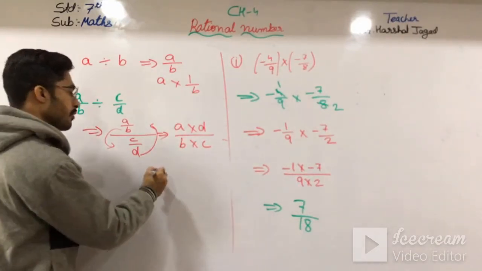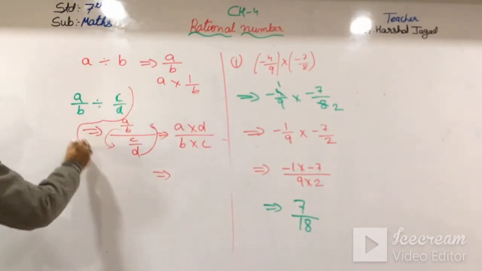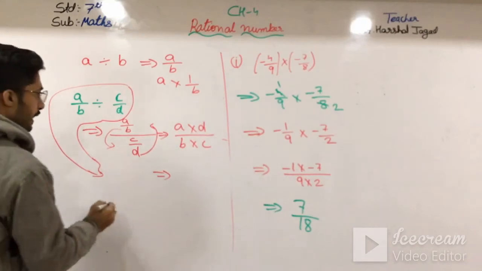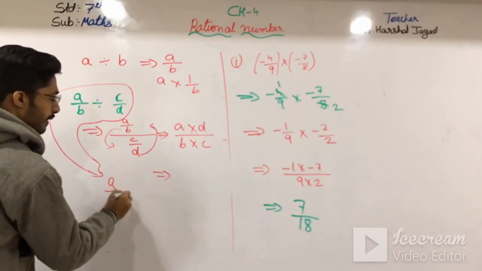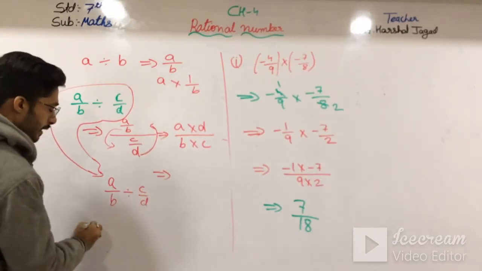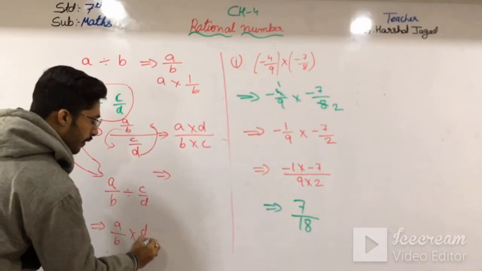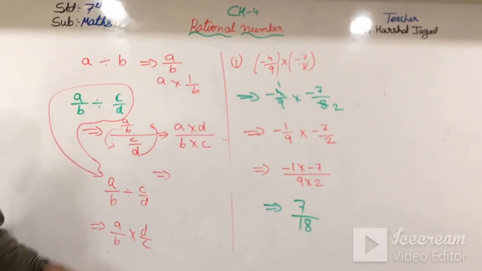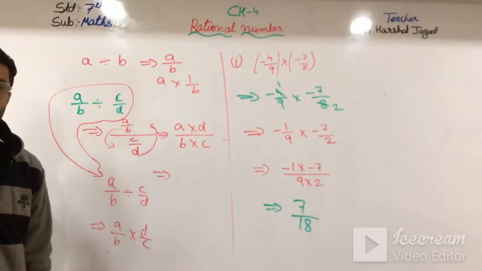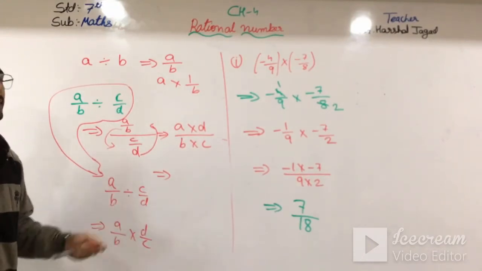Or you can also write this directly: if A by B divided by C by D is given, then you can directly write A by B into D upon C. You just have to take the reciprocal of it, then you can divide it easily.